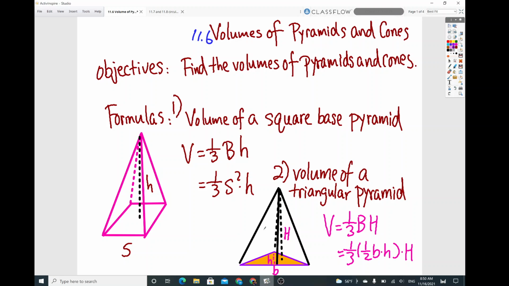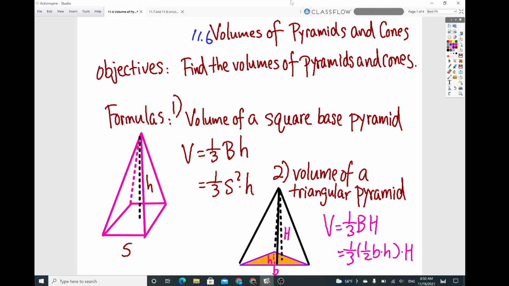So, Mr. Chen again. Today I would like to go over section 11.6, volumes of pyramids and cones. The objective for the lesson today is to find the volumes of pyramids and cones. This whole unit is about formulas for three-dimensional figures, things that we need to find out: surface area, lateral area, which is two-dimensional, and volume, which is three-dimensional.